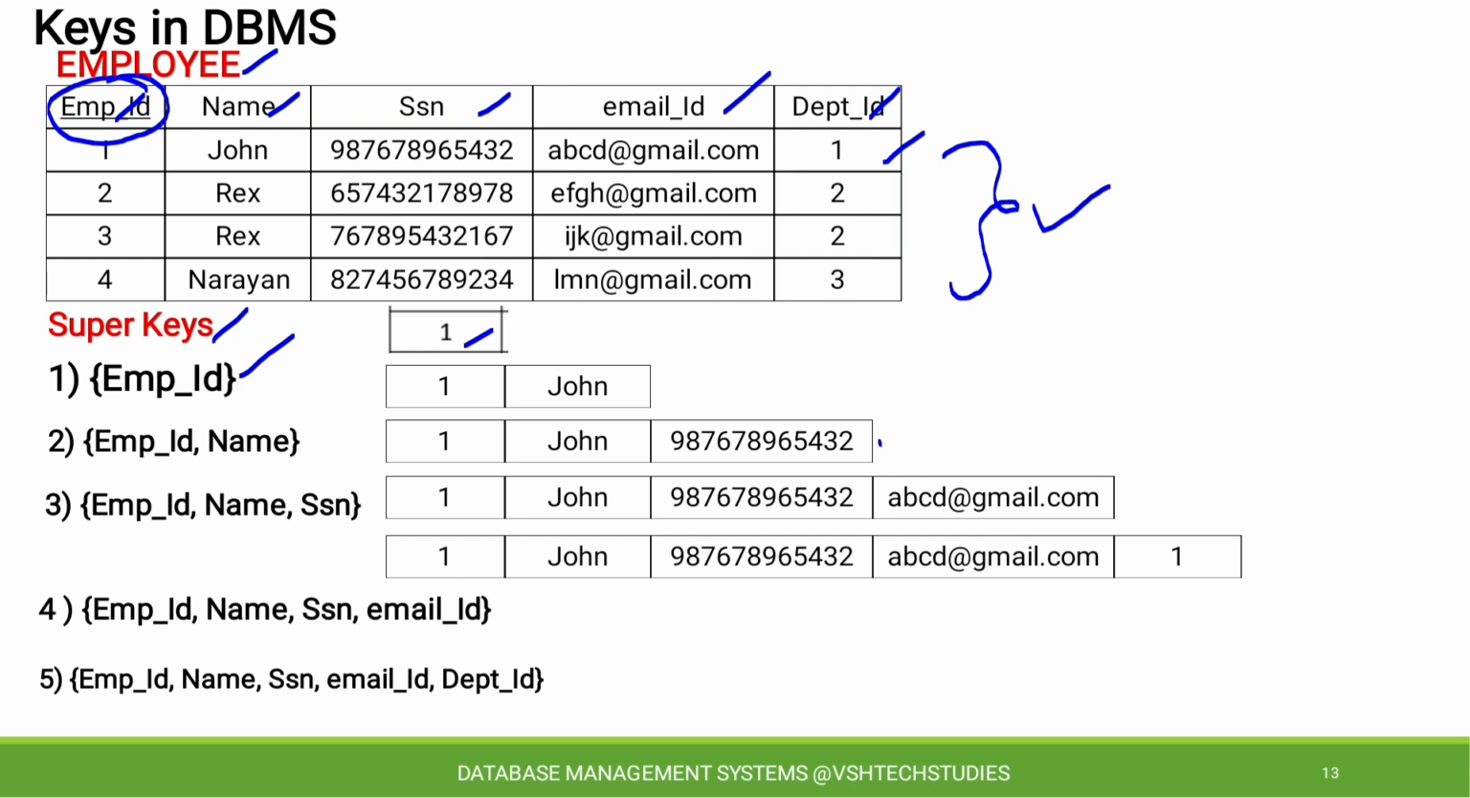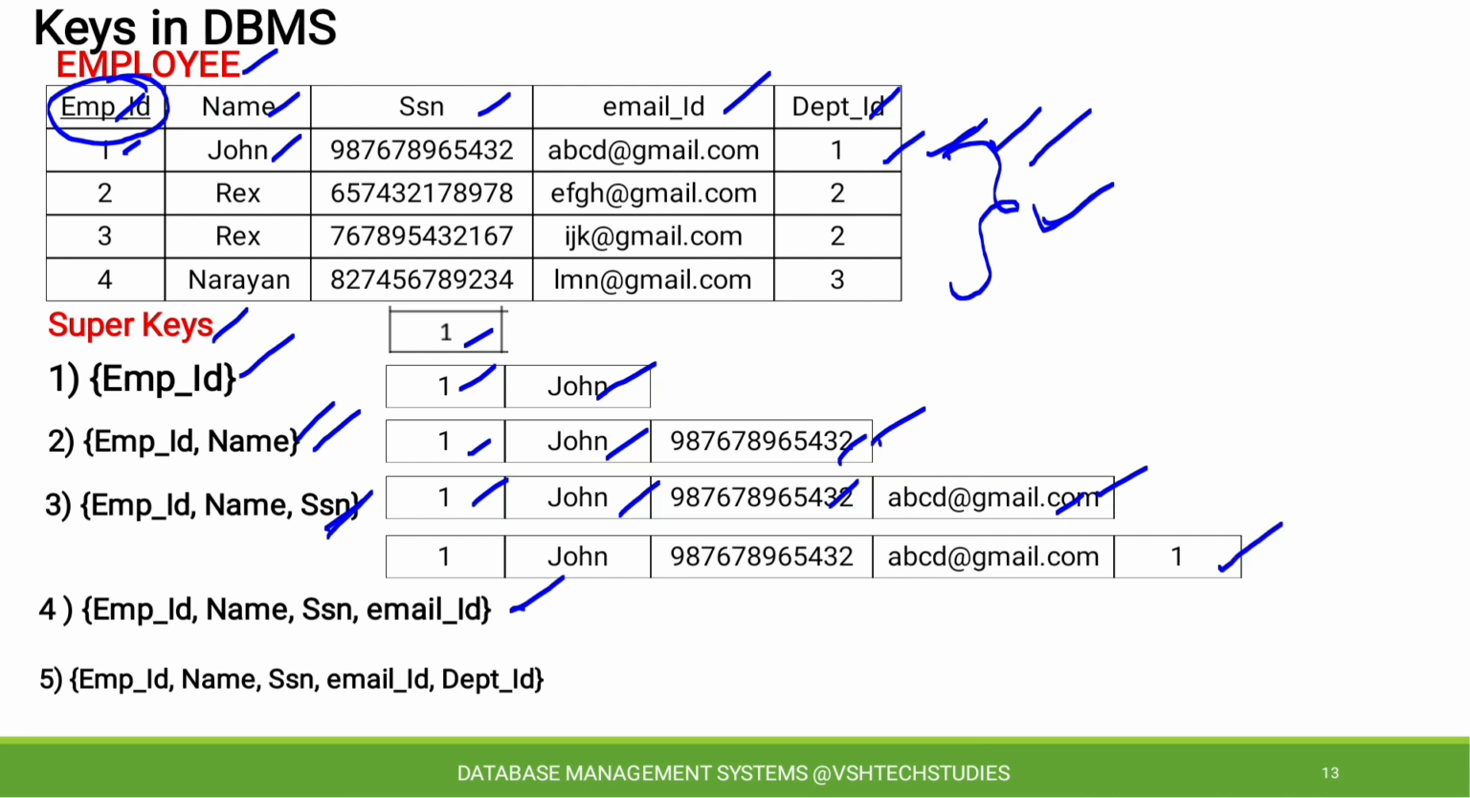Next, identify the row with employee ID 1 and name John, that is this row only. Now this row can be identified by the values of both employee ID and name attributes. Hence this is also a super key. Next, identify a row with employee ID 1, name John and this SSN, which points to the same row only. Hence with this set of attributes we can identify any row uniquely in the table here. So this is also a super key. Next, identify a row with employee ID 1, name John, this SSN and email ID, which points to the same row only. Hence, any row can be identified uniquely by the set of these attributes. It is also a super key.